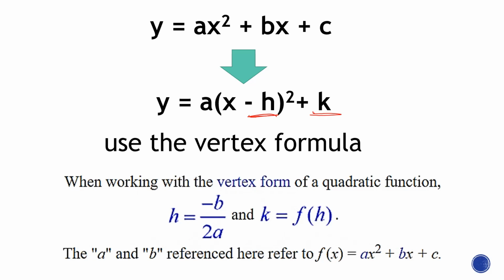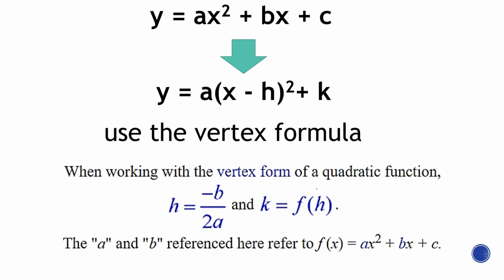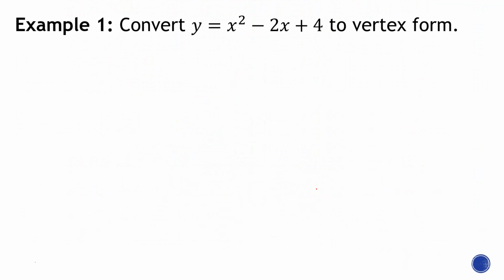So when working with the vertex form of quadratic function, we can use this one as our h, that's negative b over 2a, and then after that we just need to solve for k, which is we will be using function notation. So whatever the value of h, we will replace all the x's by that h, and then we can solve for k. So I have here 4 examples, so please bear with me. Here, the first thing we need to do is identify a and b.